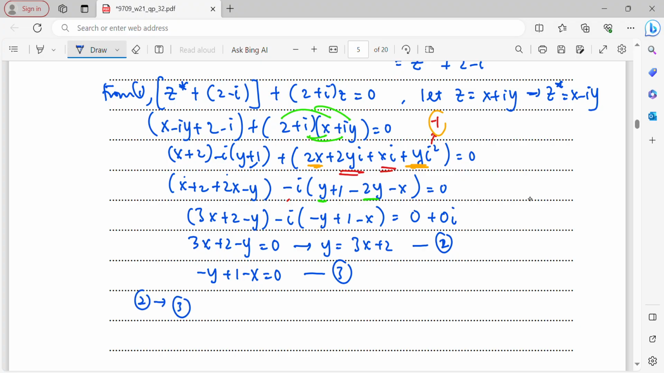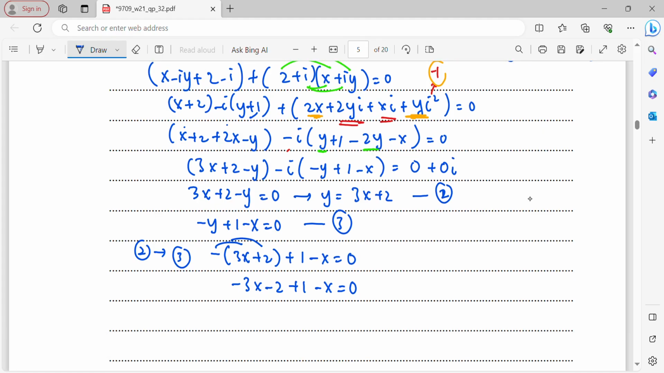So my y will be replaced by 3x plus 2. So negative of 3x plus 2, then plus 1 minus x equals to 0. Then when you bring in the minus, you will be getting negative 3x minus 2 plus 1 minus x equals to 0. Okay, so minus 3x minus 1x is minus 4x. This minus 2 plus 1 is minus 1 equals to 0, which means 4x is negative 1. Therefore, your x is negative 1 over 4.